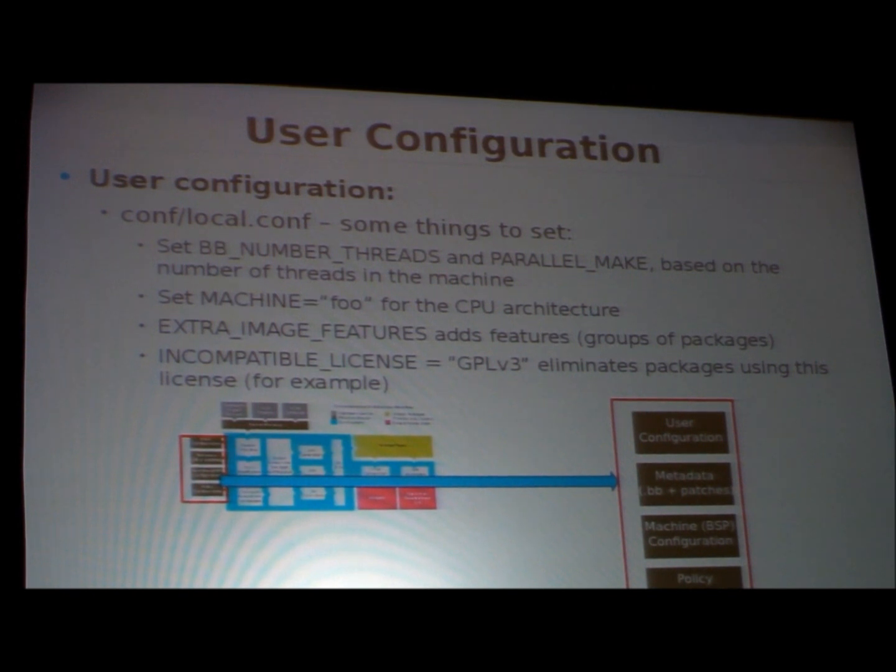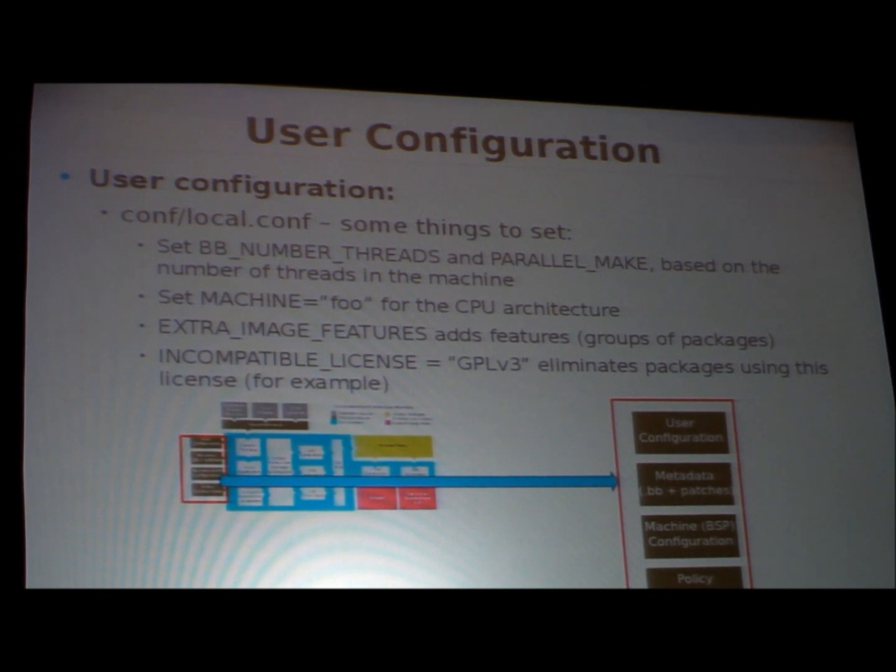You can then set your machine to the CPU architecture you're looking for. If there's any extra image features that you want, which are groups of packages or features that you want to enable, for example, if you want package management, one of the things about Yocto is you can select RPM, IPK, or Debian packaging. And if you want to select that you have the package management system or not have it on the actual target, you can do that with image features.